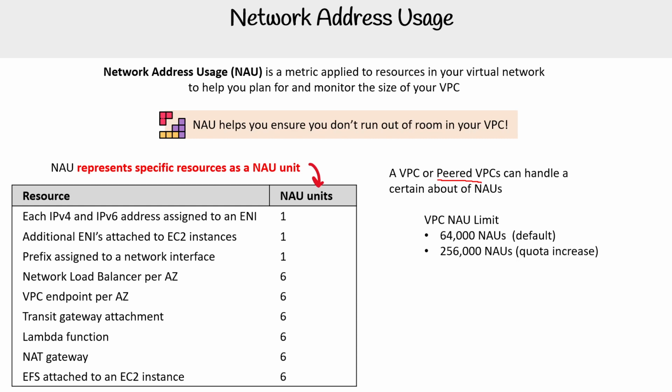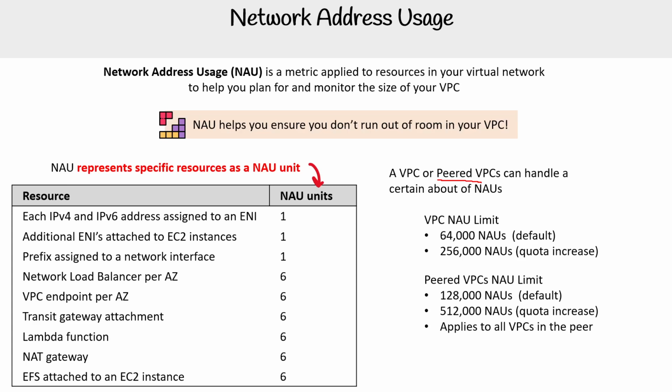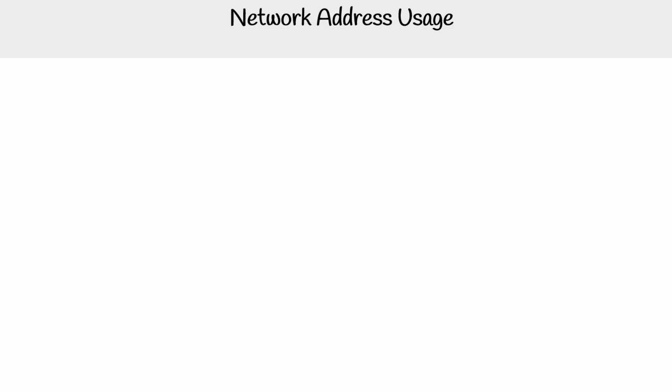You can increase that quota up to 250,000. Then if we're looking at peering, and by the way, this is shared for all the VPCs you're peering with, you're looking at 128,000. So it looks like more, but understand that it's going to be a lot more limited if you are peering quite a bit. So we have 512 NAUs, and this applies to all VPCs in the peer. So that's what I'm talking about here.